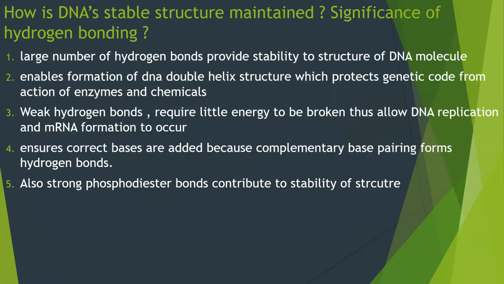So why is DNA a stable structure but RNA is not? And this hydrogen bonding. So what is the significance of the hydrogen bonding in the DNA structure? We need to know that there's a large number of hydrogen bonds which provide stability to the DNA molecule. This also enables the formation of the DNA double helix structure because the polynucleotide strands will be held together, then it will twist to form the DNA double helix. So this prevents action of enzymes and chemicals on the genome.